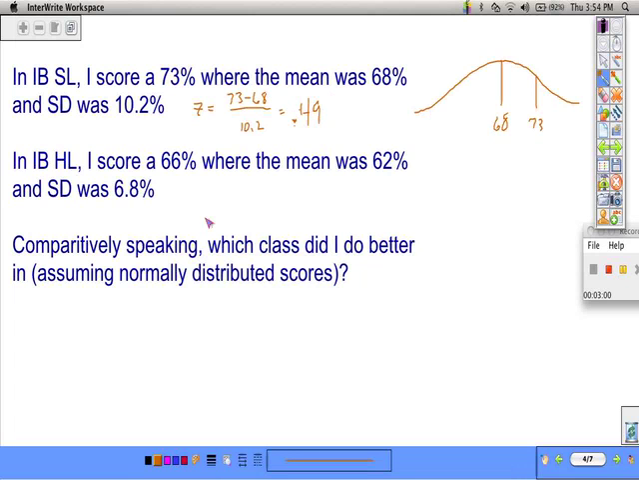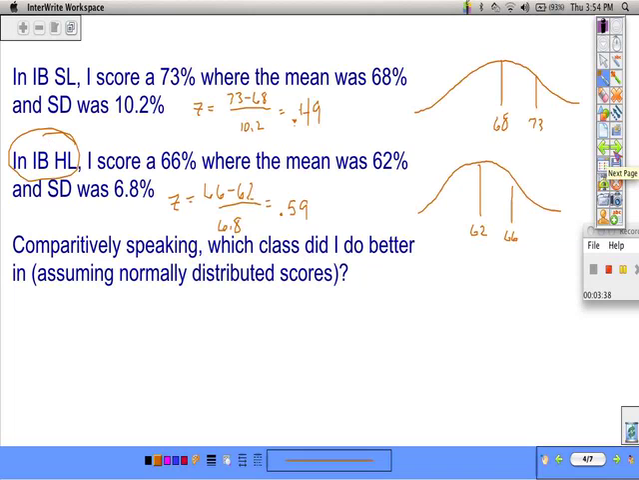In the second situation, in HL, I score a 66%, but the mean was 62. Lower scores than in SL. Let's see how we compare to the mean. 66 minus 62 divided by the standard deviation of 6.8, that's equal to 0.59. So relatively speaking, we did better in HL. We're farther away from the mean in terms of what's considered normal. That's what a z-score can tell us. It's a standardized score.